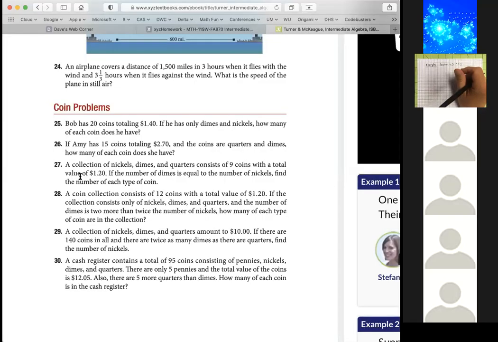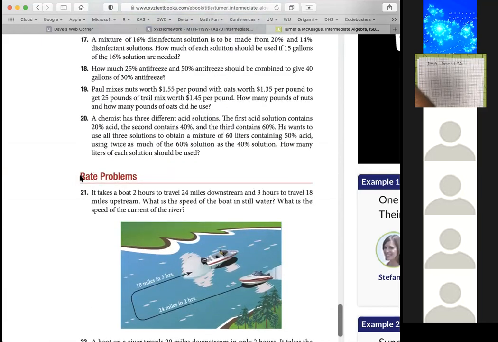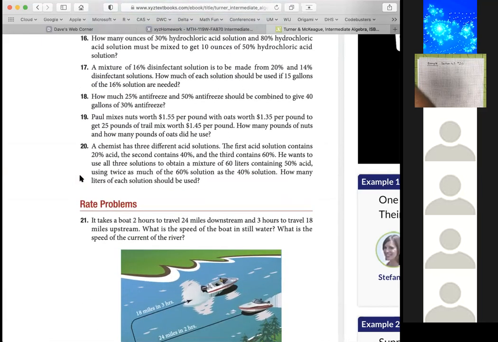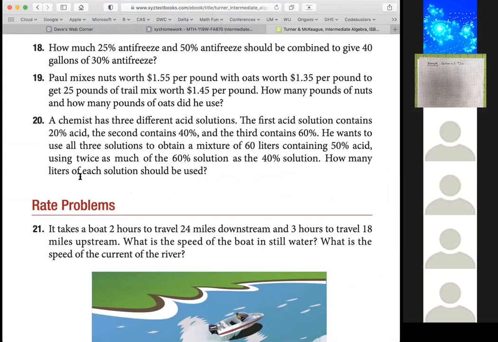I do appreciate those questions, because that's an intelligent question. Where am I? I'm in section 4.3, and I want to go back to 20. That's funny. I'm going backwards, but the problem gets harder. The chemist has 3 different acid solutions. The first acid solution contains 20% acid, the second 40% acid, the third 60% acid. He wants to use all 3 solutions to obtain a mixture of 60 liters containing 50% acid, using twice as much of the 60% solution as the 40% solution. So even more words. How many liters of each solution should he use?